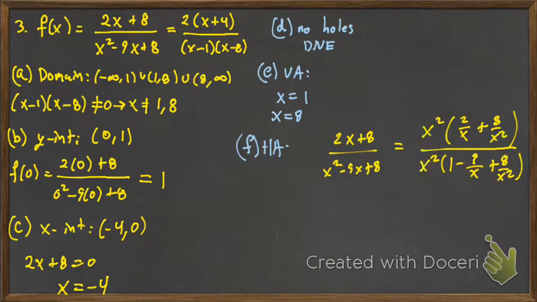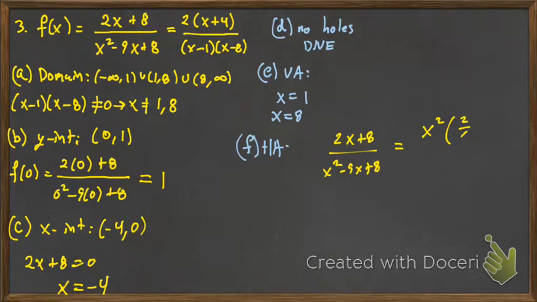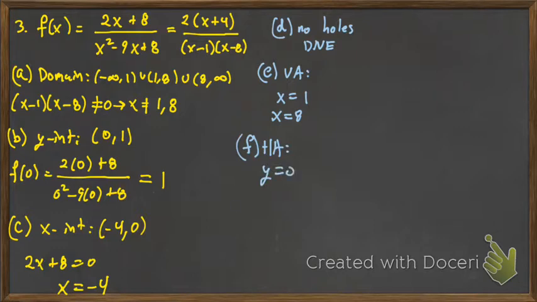And you can do a table like I did, or you can plug in big numbers. You know, plug in like 100 and negative 100 into the formula and see what your y values look like, to convince yourself that the horizontal asymptote is y equals 0. Okay, so horizontal asymptote, y equals 0. Because it has a horizontal asymptote, you cannot have both a horizontal and an oblique asymptote. So no oblique asymptote, so we can say that does not exist.